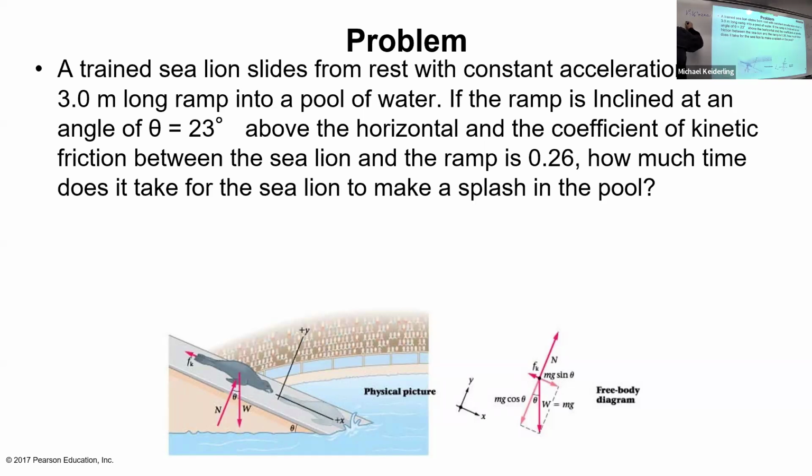So here we'll be using x equals x naught plus v naught x t plus 1/2 acceleration x t squared. But now x naught will equal 0 and v naught x will equal 0. So these two terms will go away. Okay.